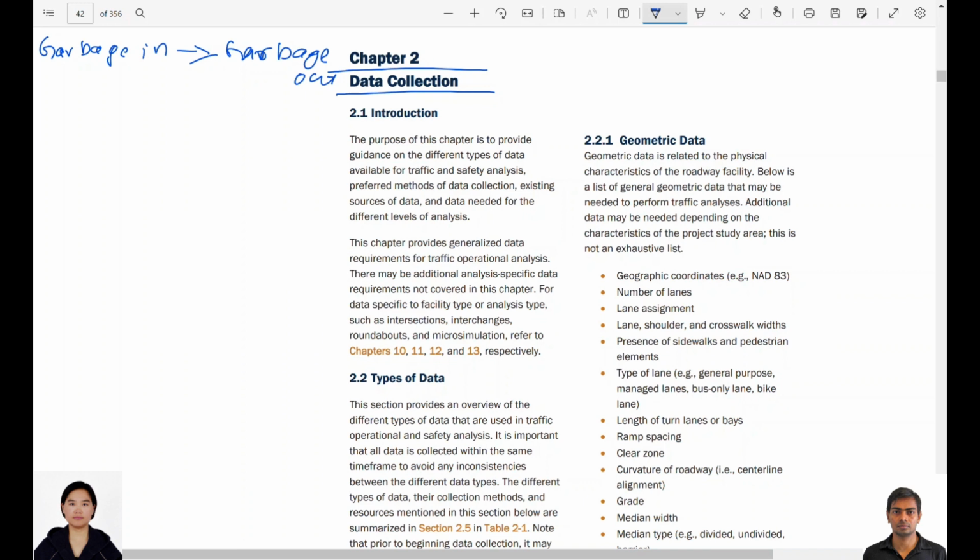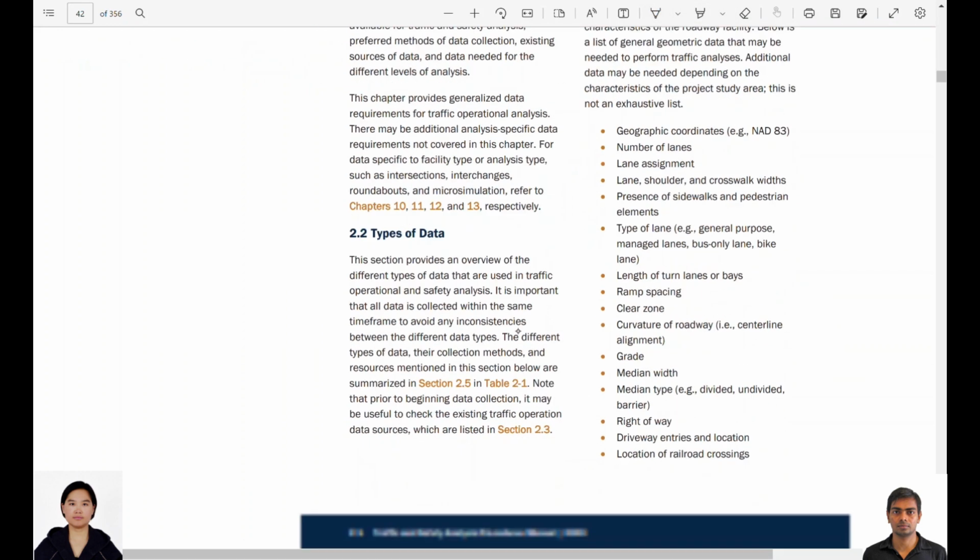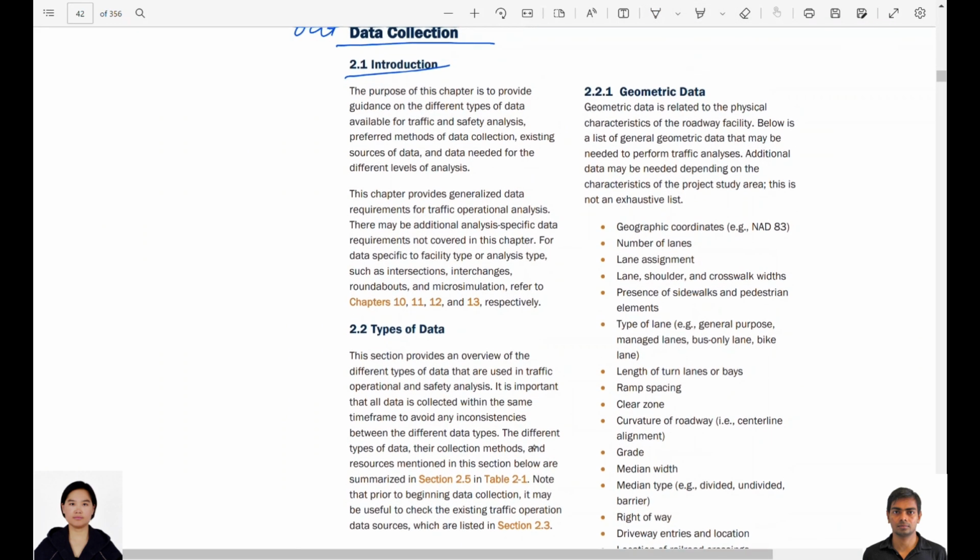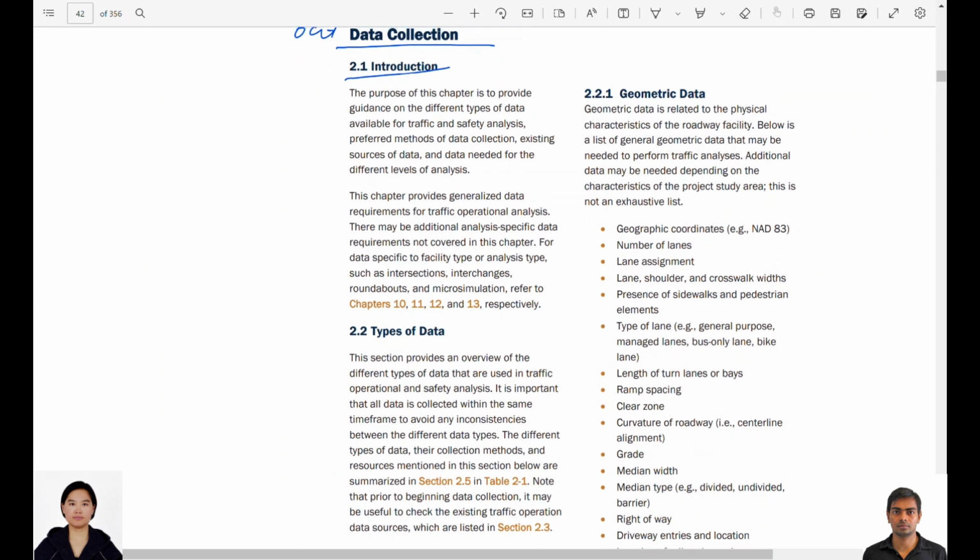So the first part is the introduction. I'm just going through the need for a good data source. The second one is the type of data which we collect. There are different types of data we collect for traffic analysis and safety analysis. Some of the common types are, first, geometric data. Geometric data is related to the physical characteristics of a roadway, and below is the list of data which we collect.